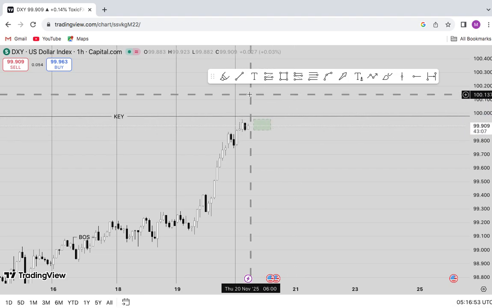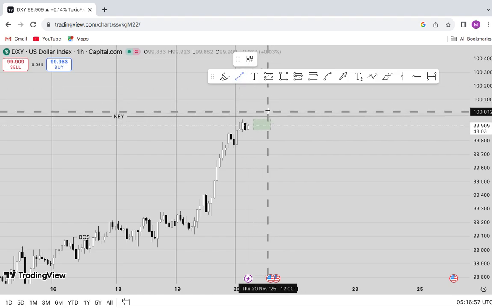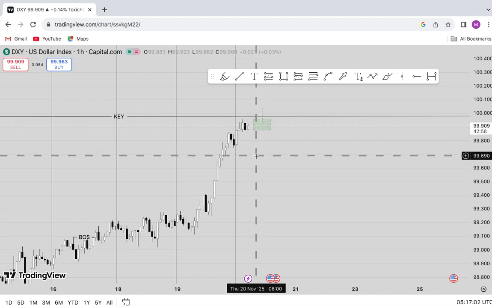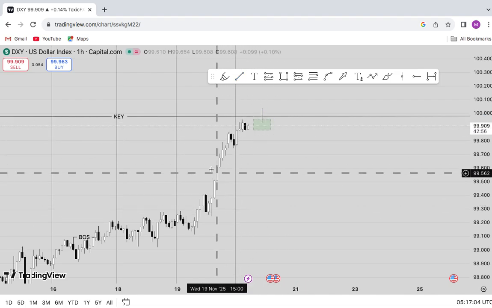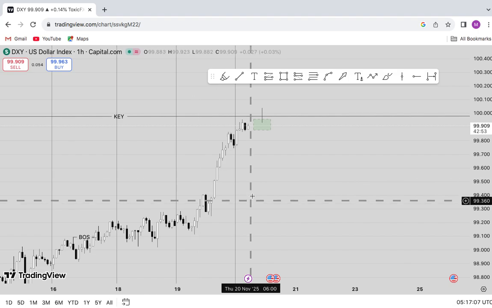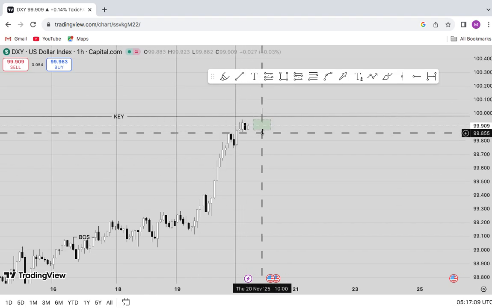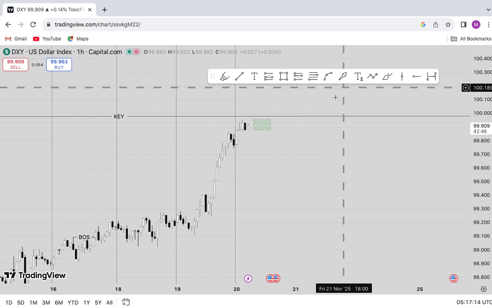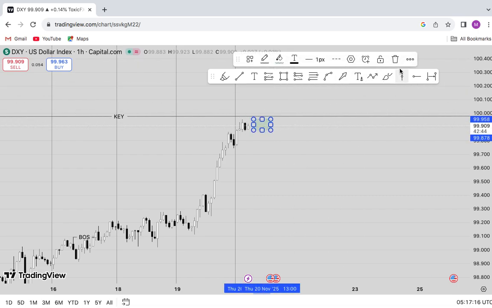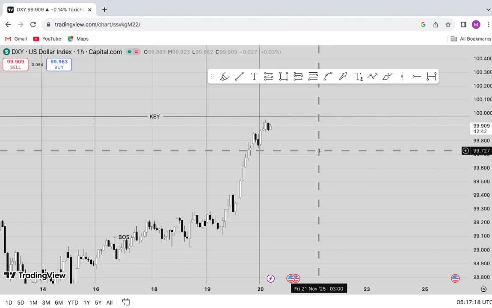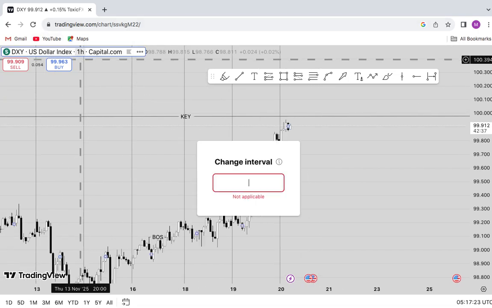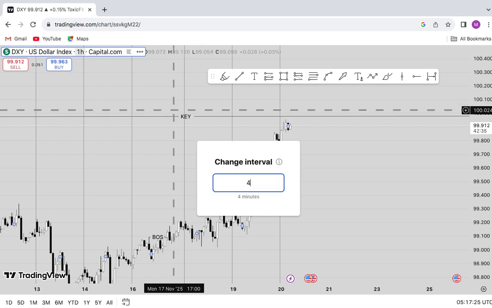If I see a rejection at this key level, if I see price rejecting this key level, then I'm going to look for a sell, probably targeting internal range liquidities. But if I see price closing above with a closure, then we are looking for more buys. So for now, the key level has not yet been taken. So if you're looking for any entries in the market right now, I can say it's at your own risk.